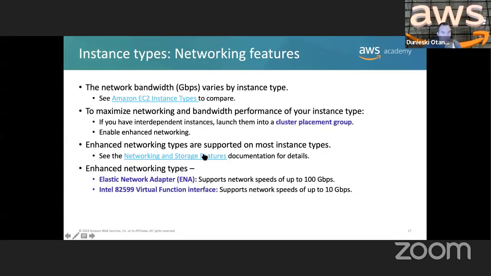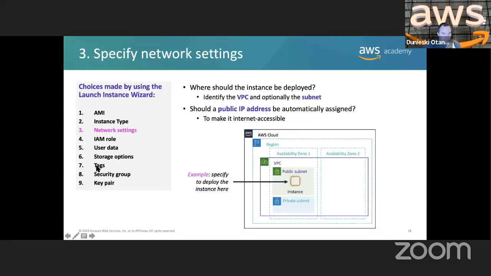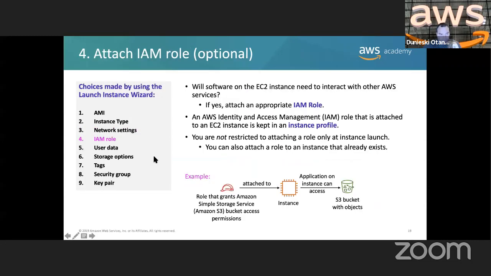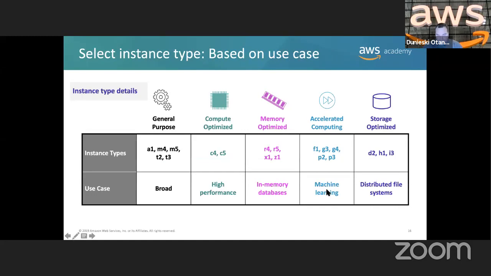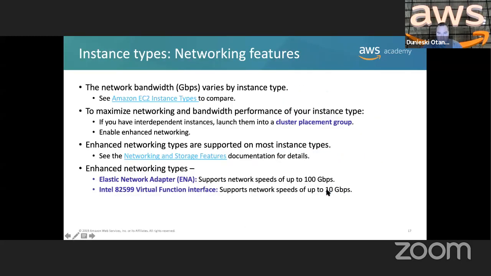So enhanced networking types are supported on most instance types. See the networking storage features for detail. Enhanced networking types: Elastic Network Adapter, ENA, supports network speeds up to 100 gigabits per second. And we have the Intel 82599 virtual function interface, which supports network speeds up to 10 gigabits per second. Not information that you need to know for this certification.